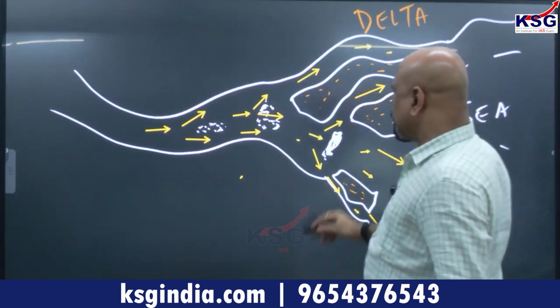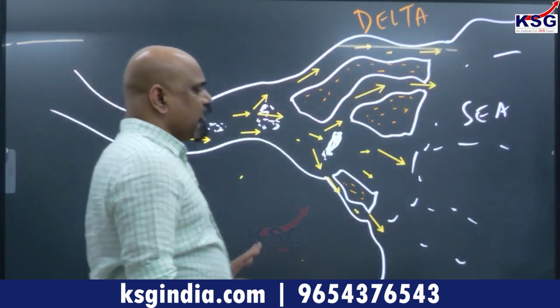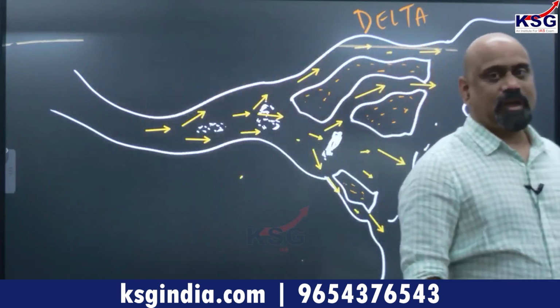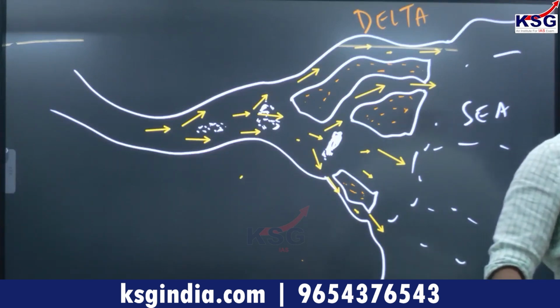So, delta is a depositional platform. When and where will it develop? It will develop at the mouth of a river. It depends on the nature of the coast. It completely depends on the nature of the coast.